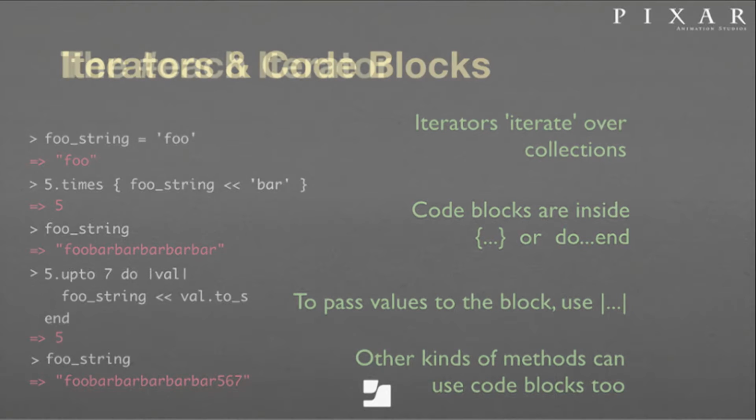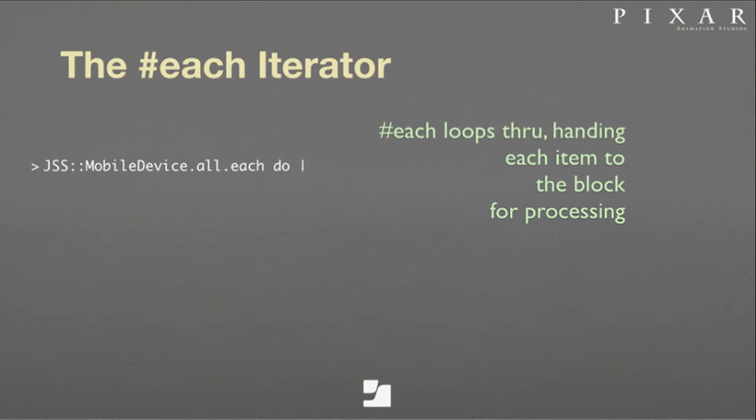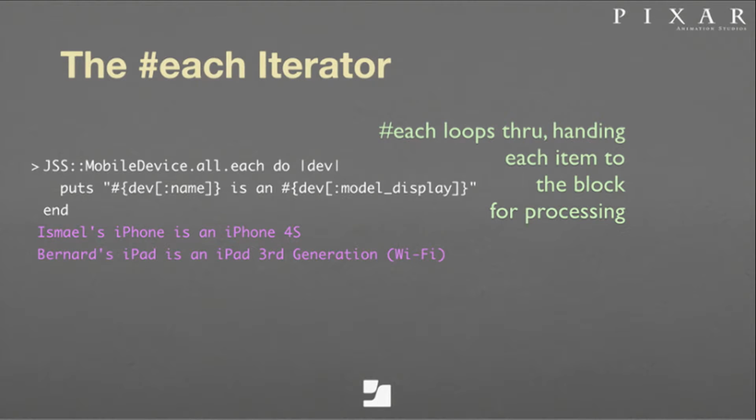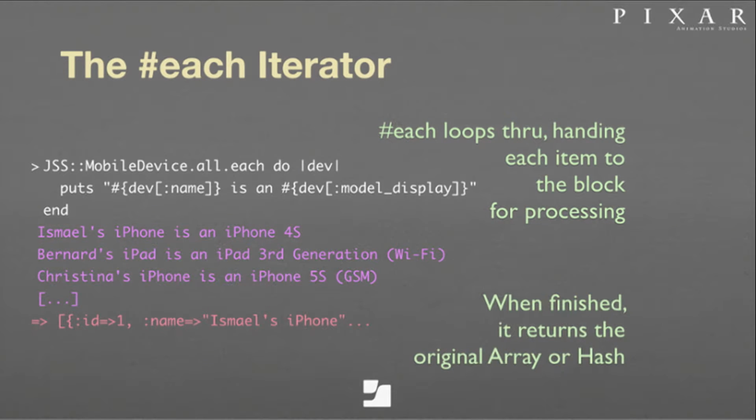Let's go forward and look at that iterator we saw before. This is the each iterator. You'll see it most commonly on arrays. It also works on hashes. It takes an array, and it basically just executes some code using each item in the array, one right after the other. So our all method on our JSS mobile devices returns an array of hashes, and we're going to loop through that array.